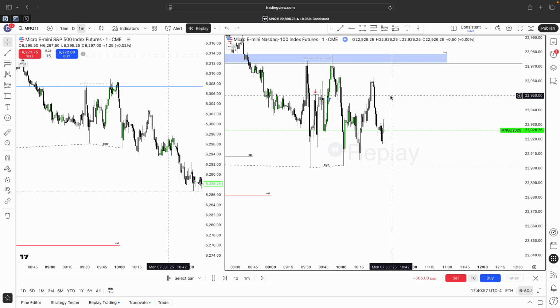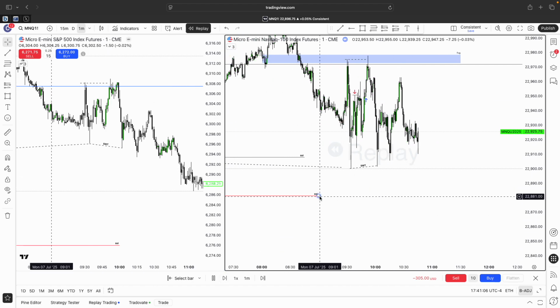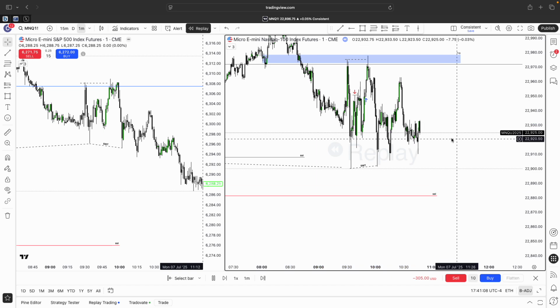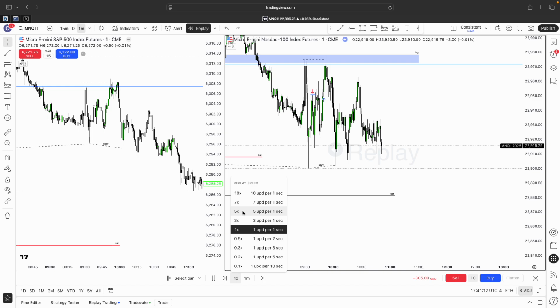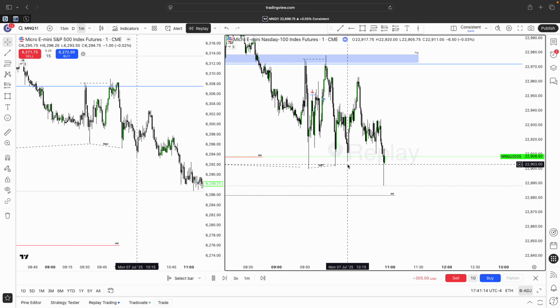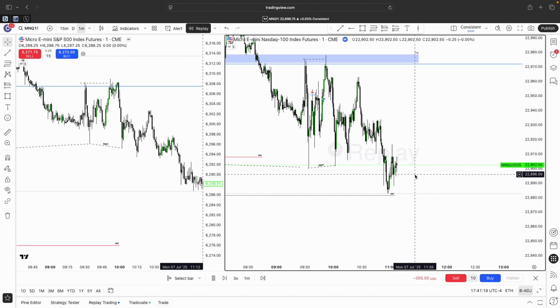I hopped off the charts around this time. I was like, yeah, I already know what's going on. But as you can see, we end up hitting these equal lows for the lunch macro. Here, let me speed this up. For the lunch macro, we end up hitting. Look, we never hit those. We left those equal lows.